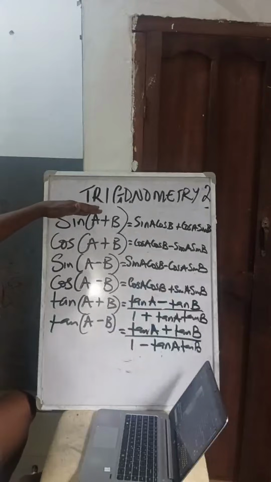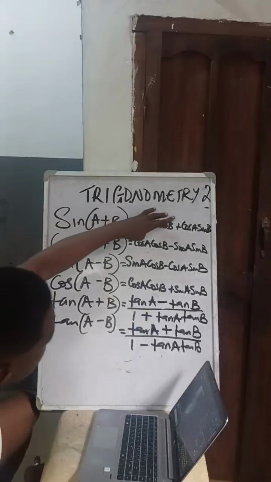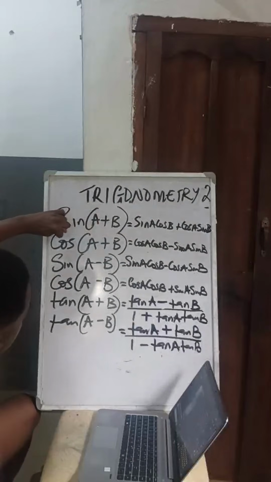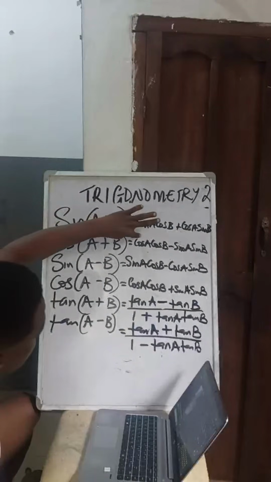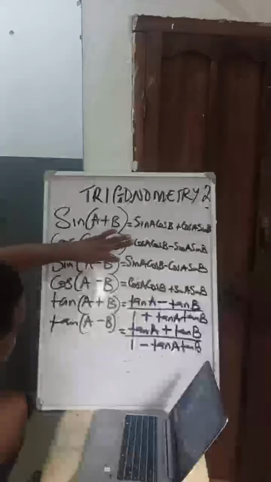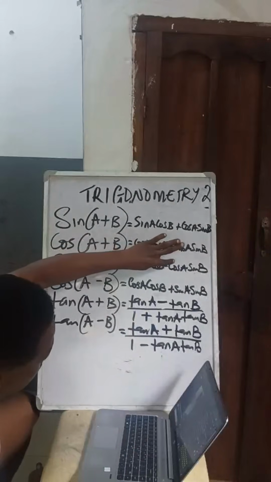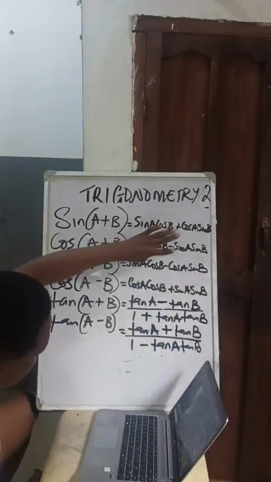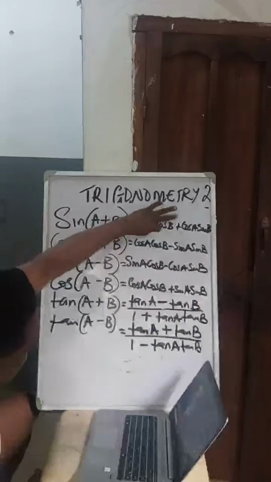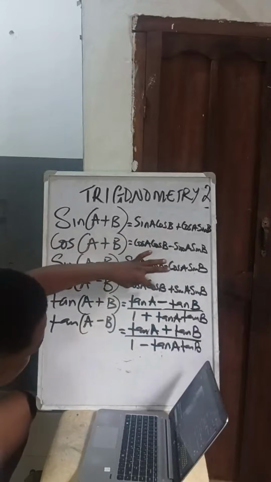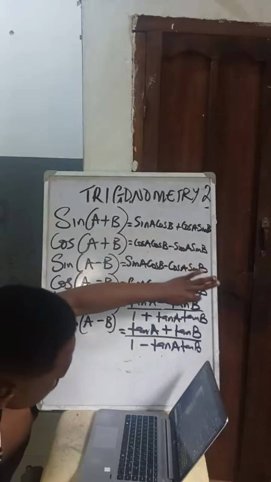All right. So here we have sine A plus B, sine A cos B plus cos A sine B. Here we have cos A plus B equals cos A cos B minus sine A sine B. Here we have sine A minus B, sine A cos B minus cos A sine B. If you notice, for cos the sign alternates, but for sine it remains the same: plus plus, minus minus. But for cos, plus becomes minus, and minus becomes plus, for the same cos A cos B, sine A sine B.